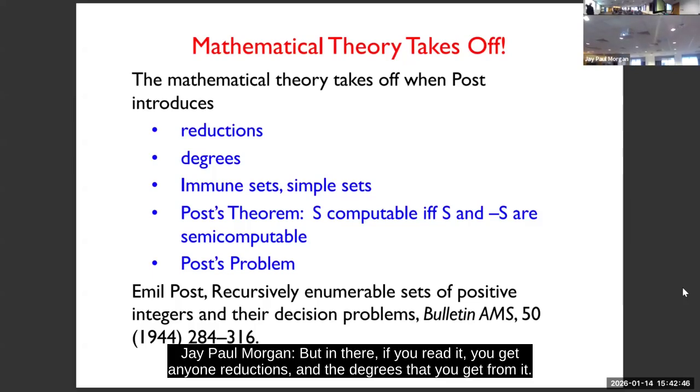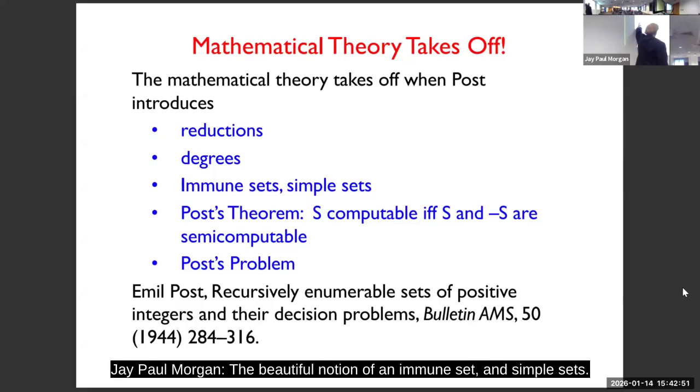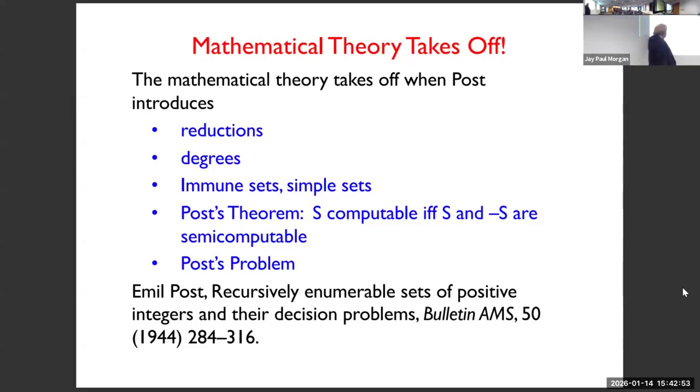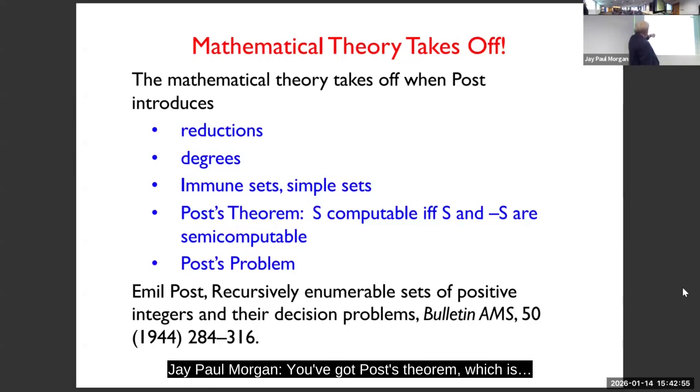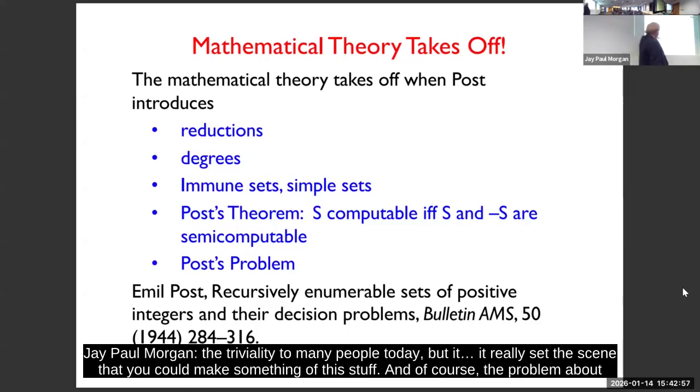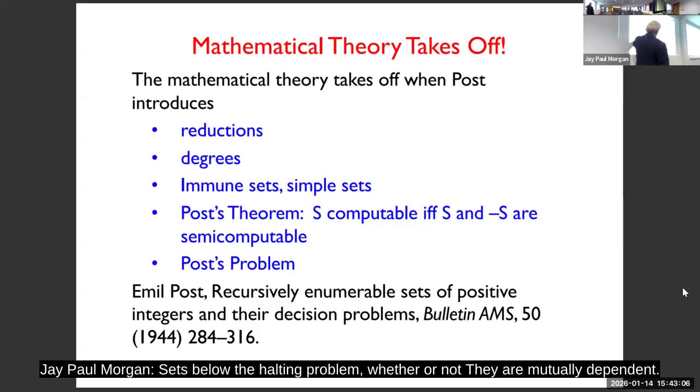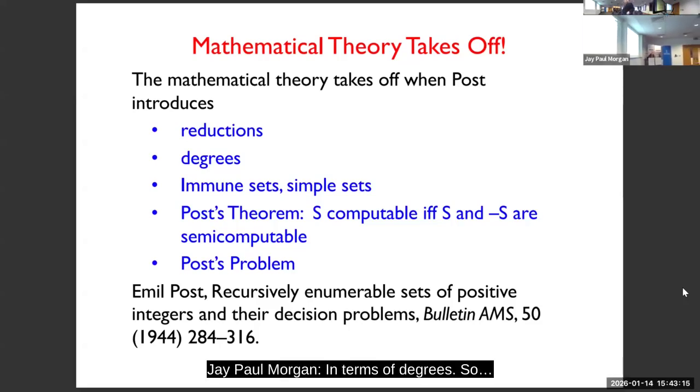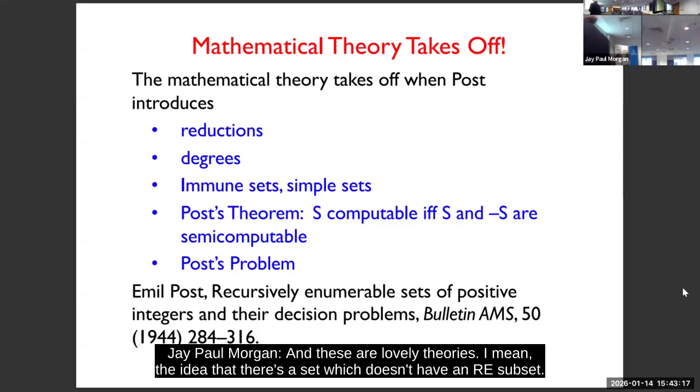And in there, if you read it, you get many-one reductions and the degrees that you get from it. The beautiful notion of an immune set and simple sets. You get Post's theorem, which is a triviality to many people today, but it really set the scene that you could make something of this stuff. And of course, the problem about sets below the halting problem, whether or not they are mutually dependent in terms of degrees.